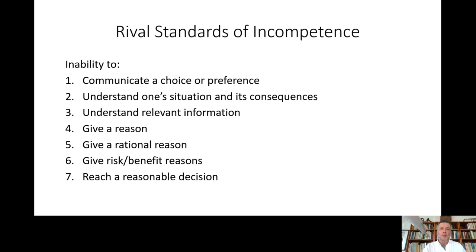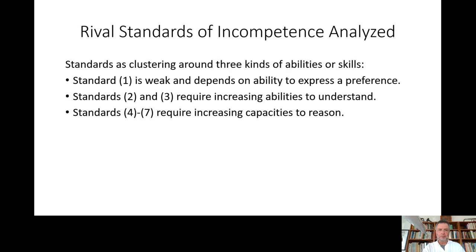Second, inability to understand one's situation and its consequences. To not be able to understand, well, exactly that. Risks and benefits come later, but this is more minimal. Third, inability to understand relevant information, to give a rational reason. So we're ascending the stringency of the requirements: inability to give reasons in terms of risks and benefits, and finally, an inability to reach a reasonable decision. This is a bit dangerous. There are different standards of reasonability.